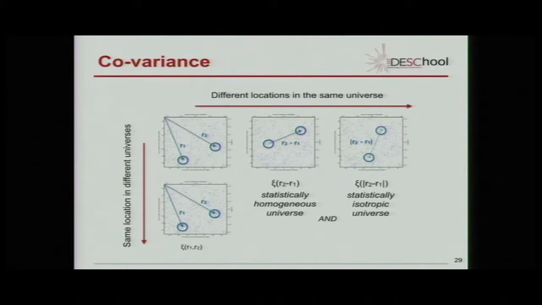If we assume the universe is also isotropic, you don't even need to keep them in the same relative orientation. You can spin them around as long as they've got the same distance between them. So in this case, the correlation function becomes just a function of the vector difference between R1 and R2. And here, it becomes a function of the magnitude, just the scalar separation between them.